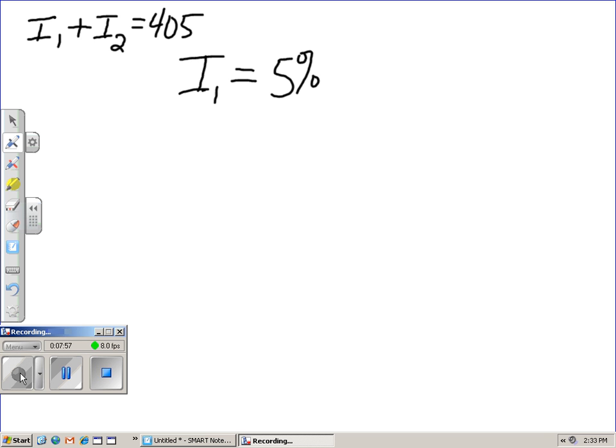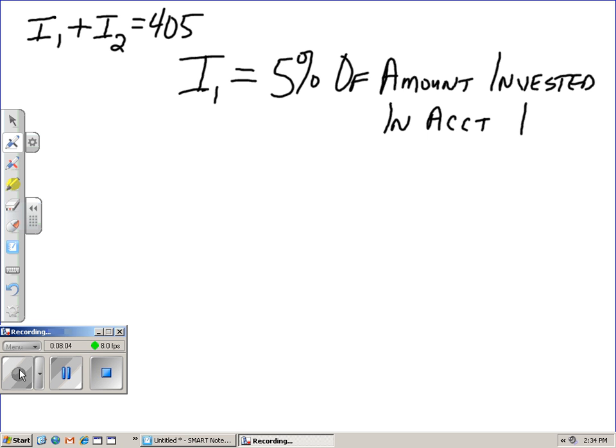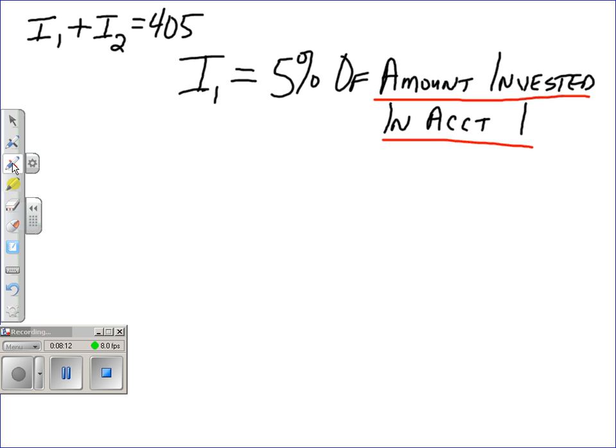All right, the problem said the account 1 earns 5% interest. So 5% of what? It's 5% of the amount invested in account 1. Now, we don't know how much was invested in account 1. So what are we going to call that? I'm just going to call it X. I don't know how much we put in account 1 yet. We're trying to figure that out. So I'm going to call it X.